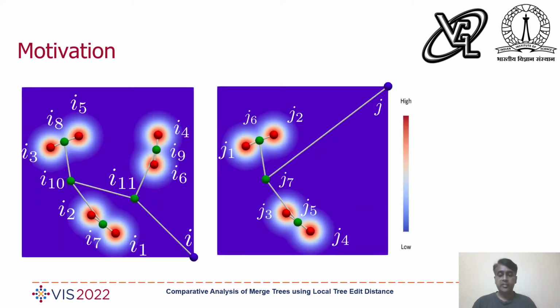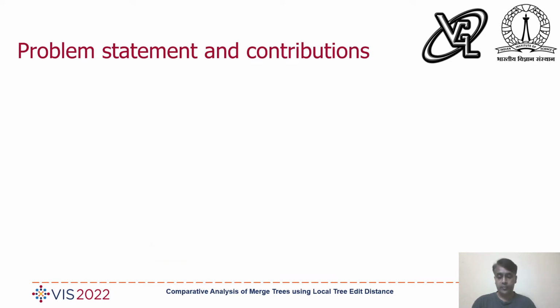Such comparative analysis has resulted in a rich set of tools with variety of applications, but most of these are global in nature, which are insufficient in many scenarios. The two scalar fields here are globally different due to this red highlighted region, but are locally similar due to the highlighted green regions. In contrast to global measures, we need local measure to address such scenarios.